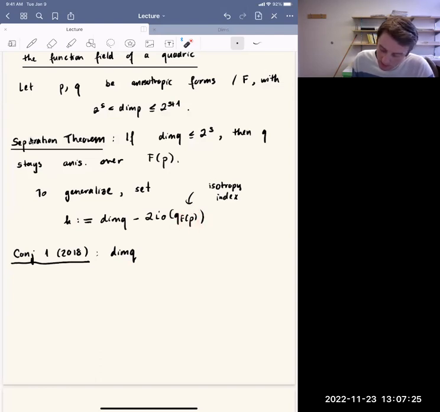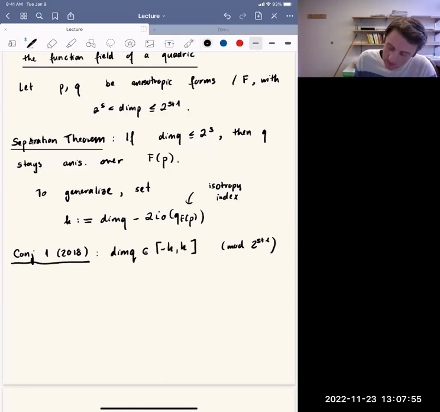And as the first approach to this, we just consider this stable birational invariant that appears in the separation theorem, this power of 2. And the constraints coming from this invariant appear to be very simple. So the conjecture that I made in 2018 simply says the following: the dimension of Q modulo 2 to the s plus 1, so twice this 2-power invariant of P, should be between minus K and K. So I hope it's clear what I mean here.